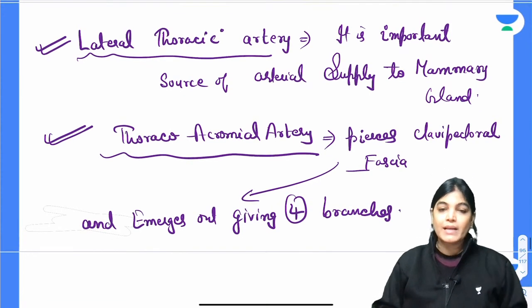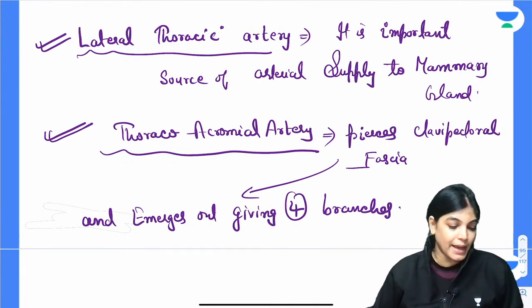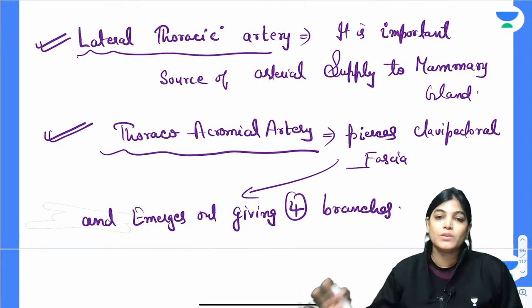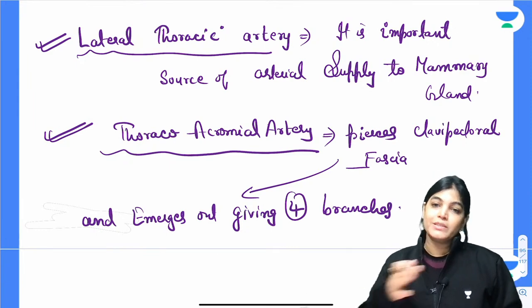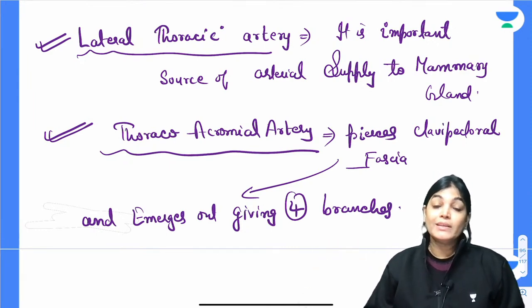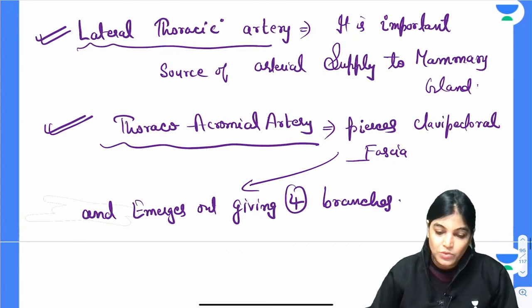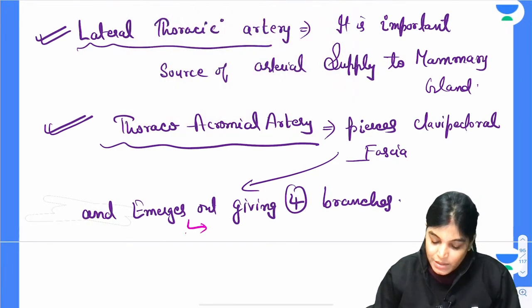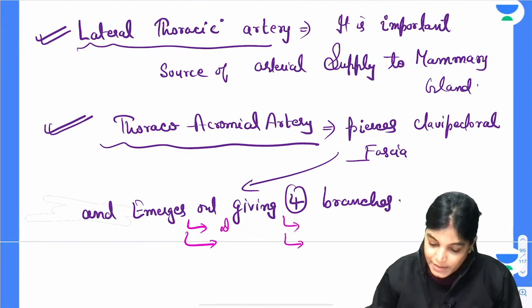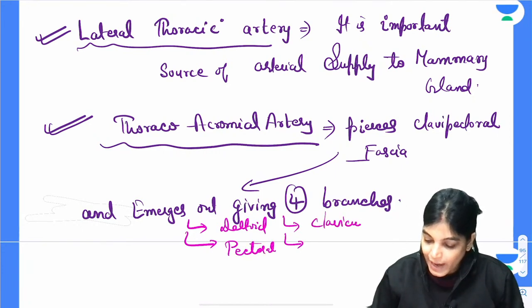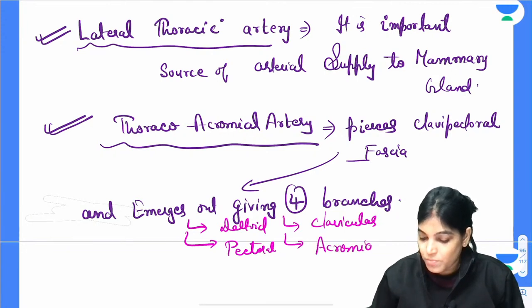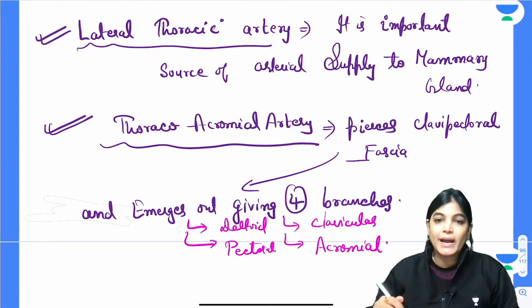Now, my dear aspirant, these four branches are very important. The names are given according to the direction of the branches. If it is named acromial, it is going towards the acromial process. Clavicular means going towards the clavicle. Pectoral is going towards the pectoral muscle. So how many? Four. The branches are deltoid, going towards the deltoid muscle, pectoral, clavicular, and acromial.